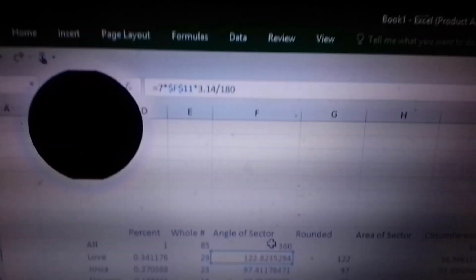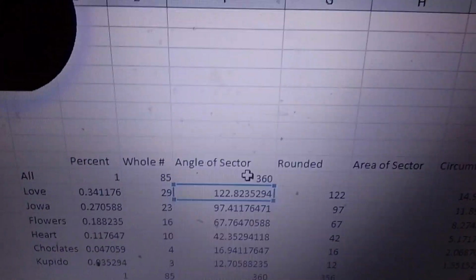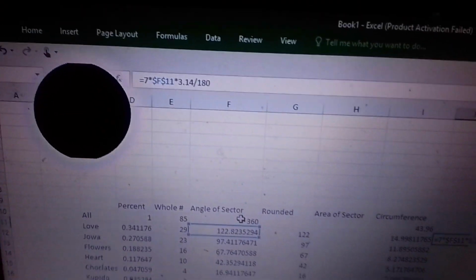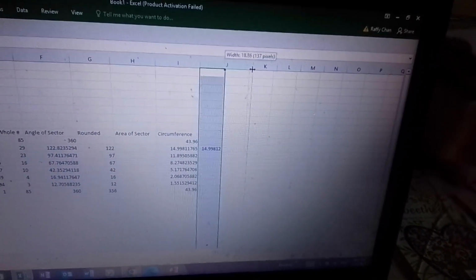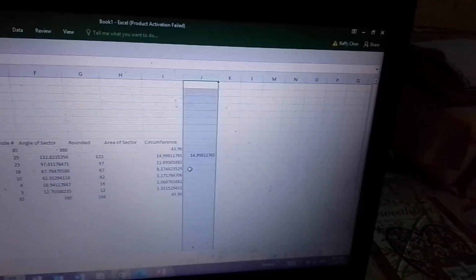See this formula? The 7 is the radius, right? And then this one is the angle of the sector, the angle that you want. And then multiply it by pi, then divide by 180. Would you still get the same answer? Yes, you still got the same answer. And even if I were to extend the Microsoft Excel chart, it would still be the same.